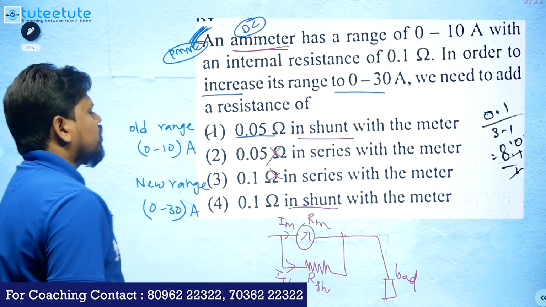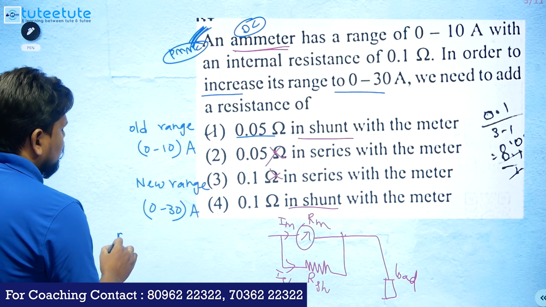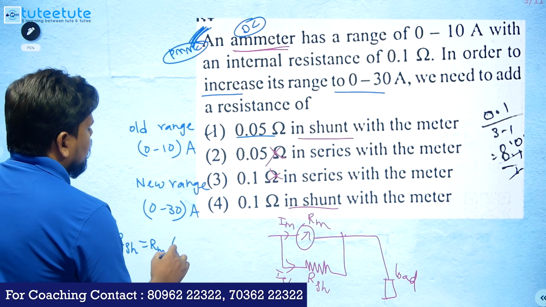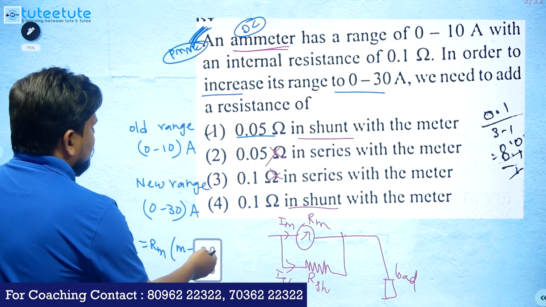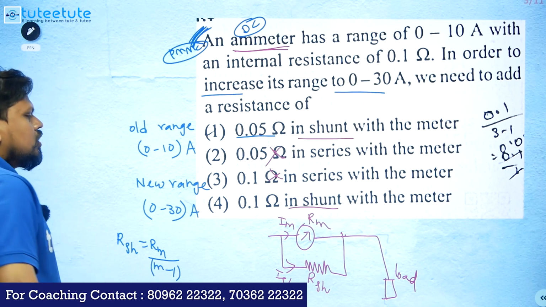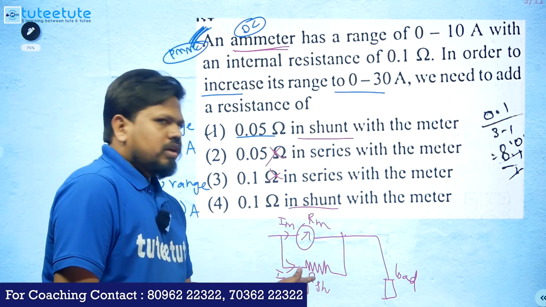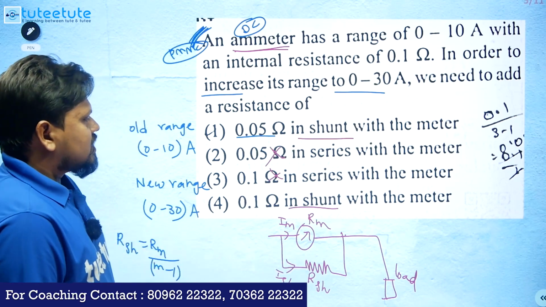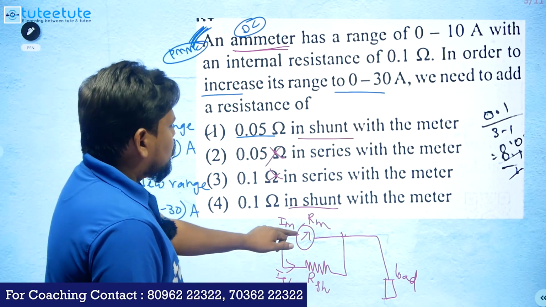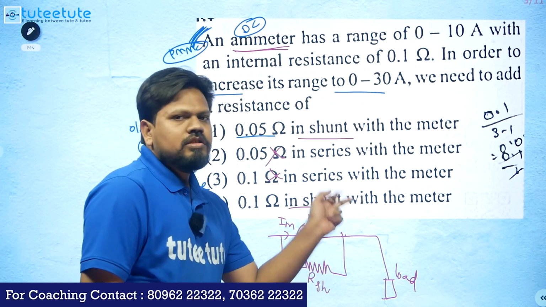Now what is the value? We need to know the value. RSH is equal to RM divided by (M minus 1), not RM into (M minus 1). Whatever you are connecting across should have low resistance, because higher current has to flow in this one. Our application is to bypass higher currents to this one.